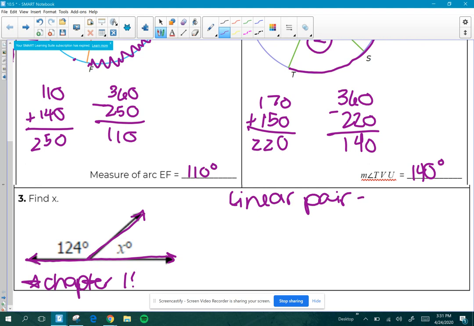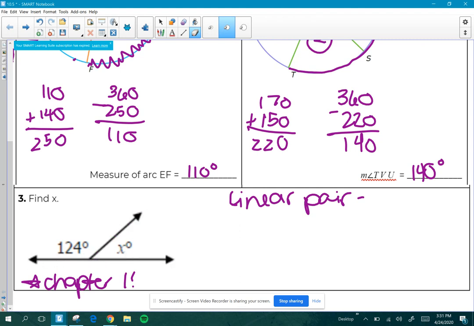So a linear pair consists of 2 angles that are next to each other. They share this common side and add up to 180 degrees. And anything that makes this straight line, remember, always adds to 180 degrees. So we are going to use that today as well.